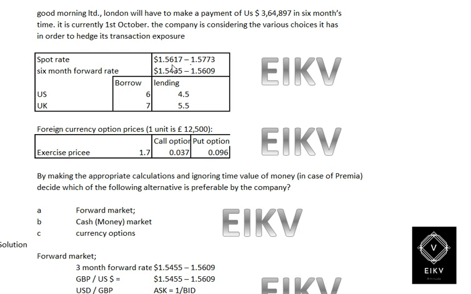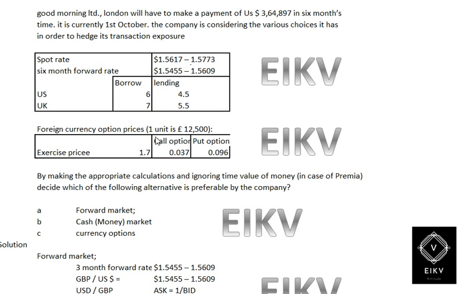Spot rate would be 1.5617/1.5773 and the 6 months forward contract would be 1.5455 and 1.5609, and the borrowing and lending rates have been given. The borrowing rate for US and UK would be 6% and 7%, and the lending rate would be 4.5% and 5.6%.